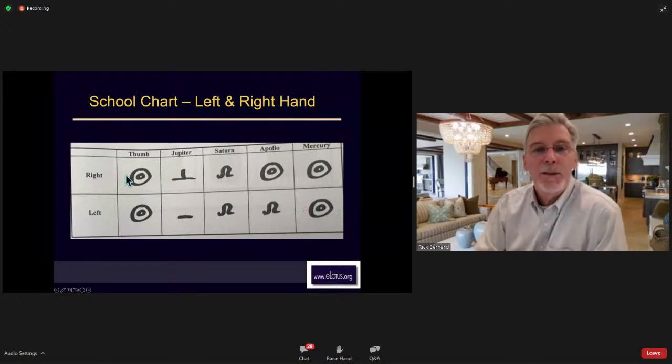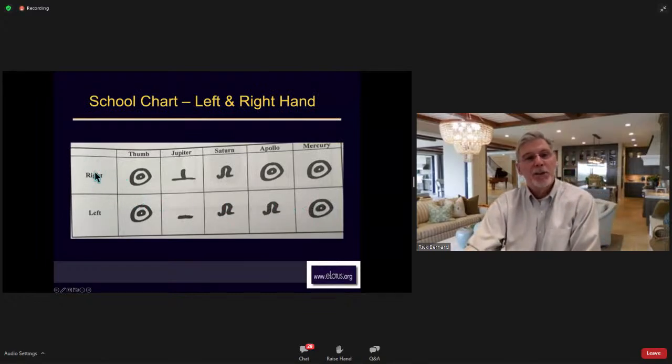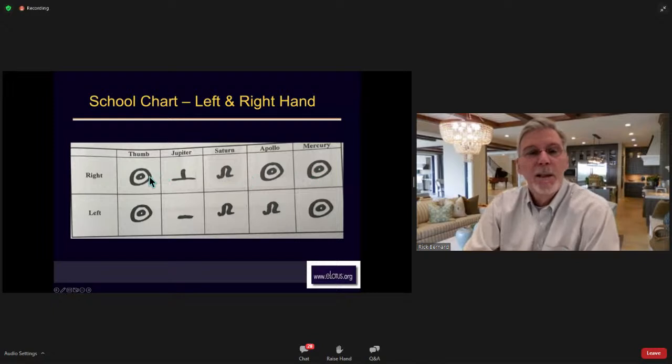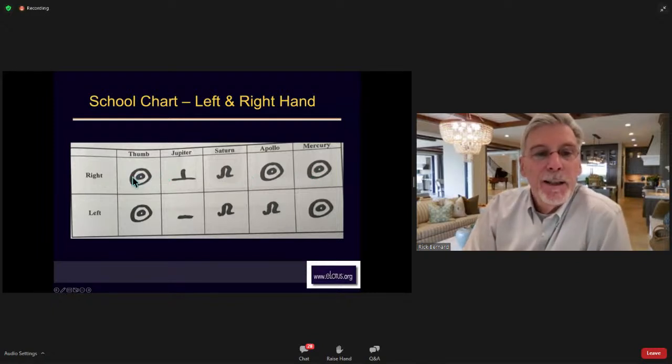Okay, this is the best way to do it. Just make yourself a little chart. This is for your right hand. This is for your left hand, and just make a little space for each of your 5 fingers. And then on each finger, you're going to put whatever symbol is on each finger.